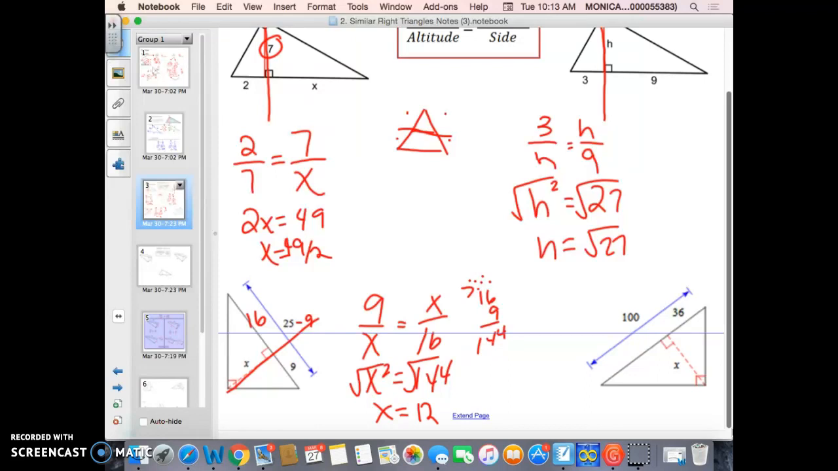All right, and once again over here, I've got my right triangles turned. It's going to be the same situation. I'm going to subtract 36 from 100. So this would be 36 over x equals x over 64. Again, I didn't work it out mathematically. You can do that with your calculator.